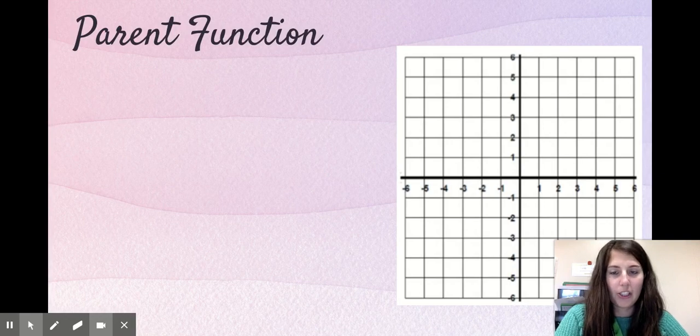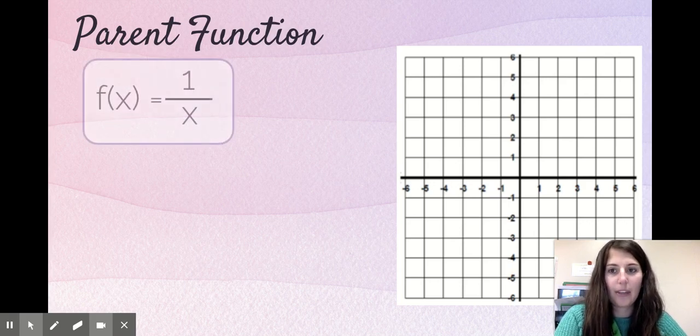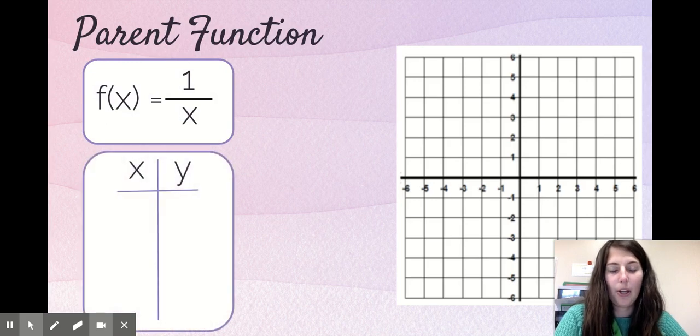For a parent function of the rational function, we've looked at lots of different parent functions, such as absolute value, linear, quadratic, cubic, quartic. Now we're going to take a look at the parent function of a rational function. The parent function is 1 over x. To look at the parent table, we're going to plug in some negative numbers, 0, and positive numbers. If you plug in negative 2, you have 1 over negative 2, which is negative 1/2. We can plot that on the graph.